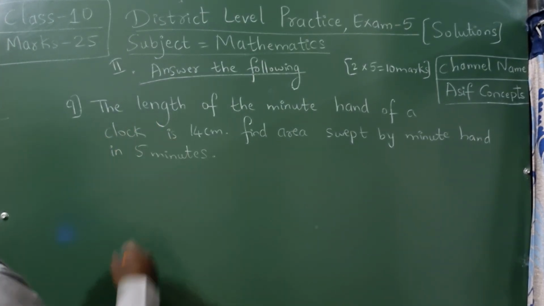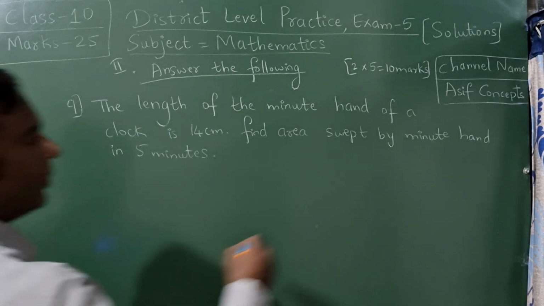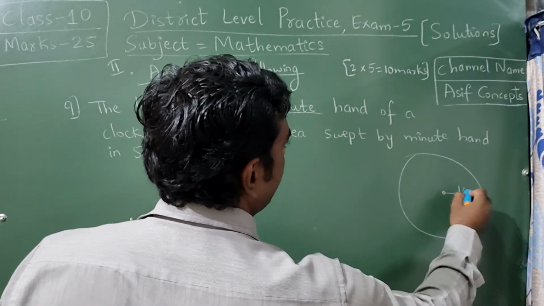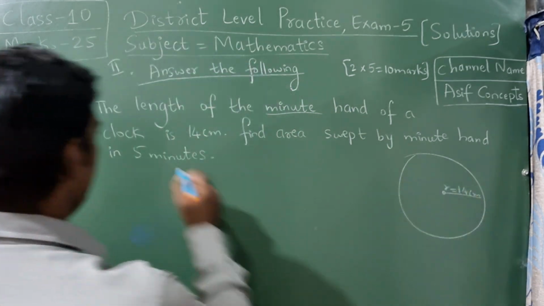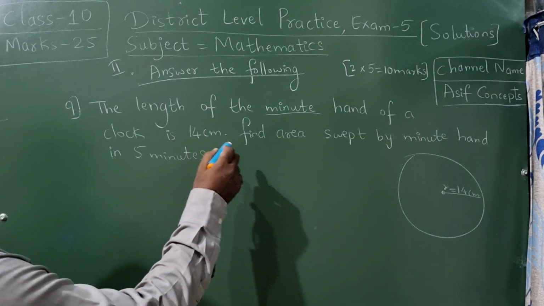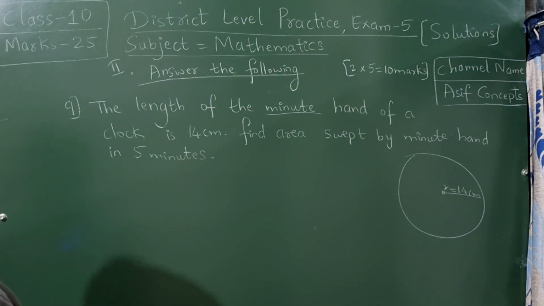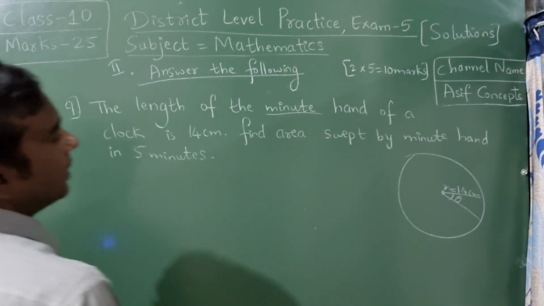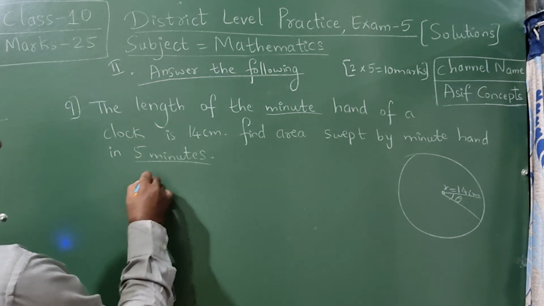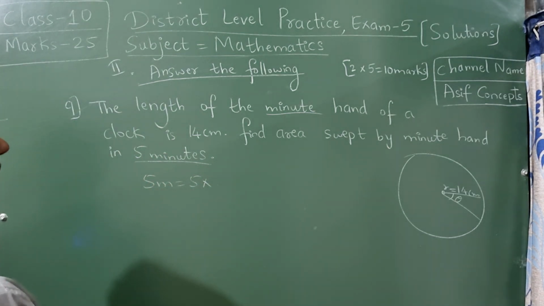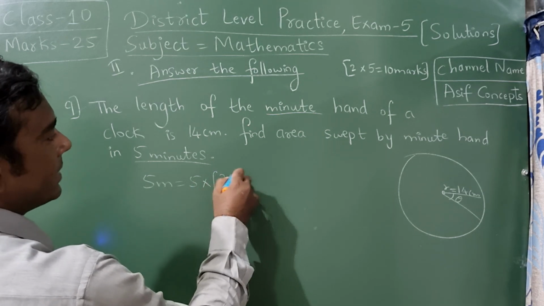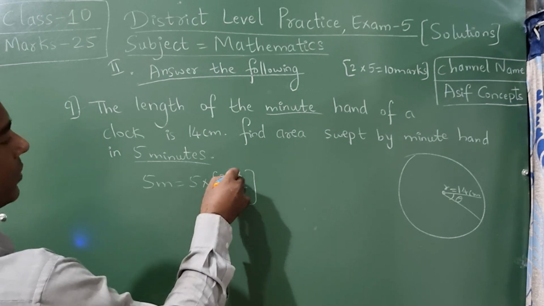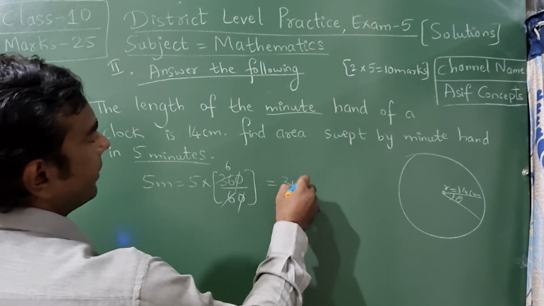So the ninth question is the length of the minute hand of a clock. So this is the clock. Since it is a minute hand, how much is this? 14 centimeter. So we can consider it as a radius. So find the area swept by the minute hand in 5 minutes. So if I consider this as 5 minutes, we need to find the theta. So 5 minutes means, I'm going to consider 5 into 360, since it is the complete clock, divided by 60. So 0, 0 get cancelled. 6 ones are 6, 5 6s are 30 degree.